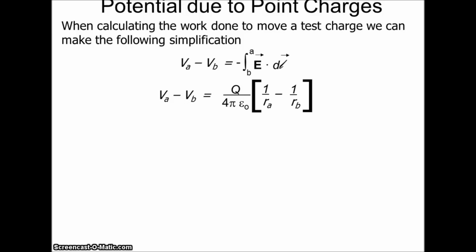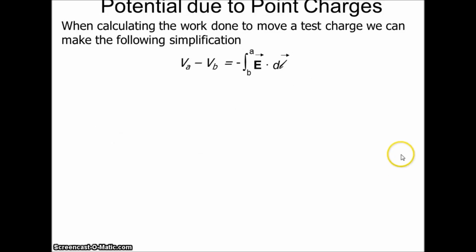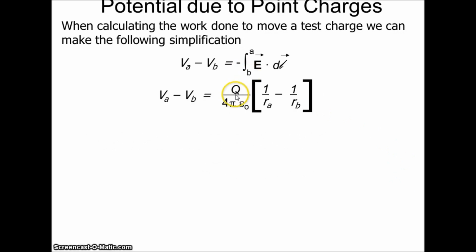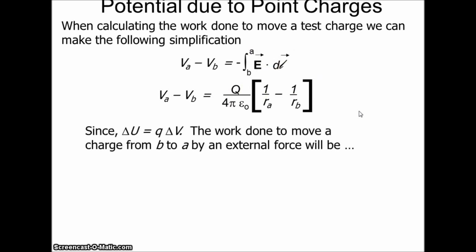Okay, so if it's a point charge, E is going to be Q over 4 pi epsilon naught r squared. And when you integrate the 1 over r squared, you get negative 1 over r. That negative cancels the negative out front. And so therefore you just get Q over 4 pi epsilon naught times 1 over rA minus 1 over rB. If you're a B exam person, this is kind of what you would use right here. You wouldn't use this integration at all.